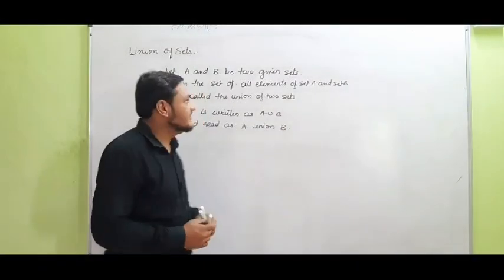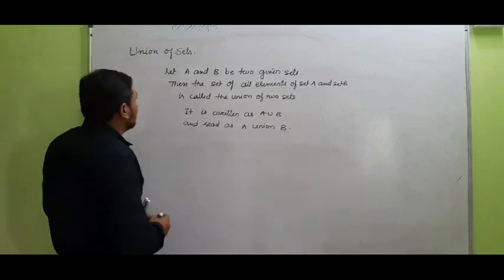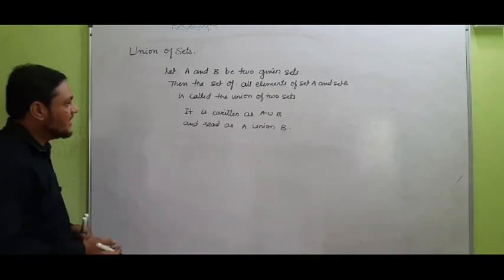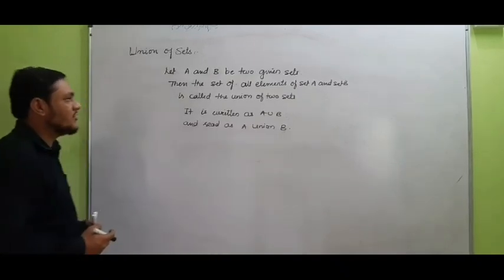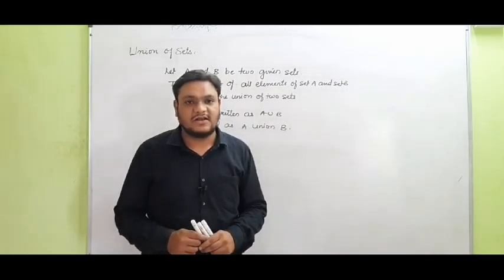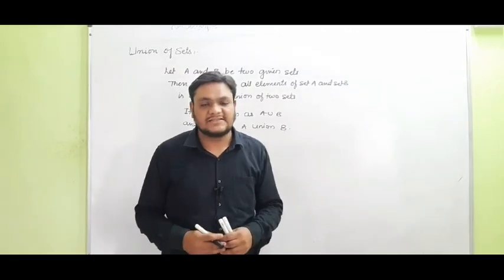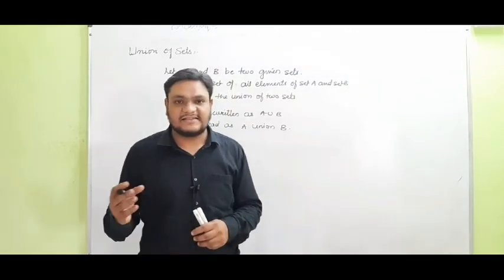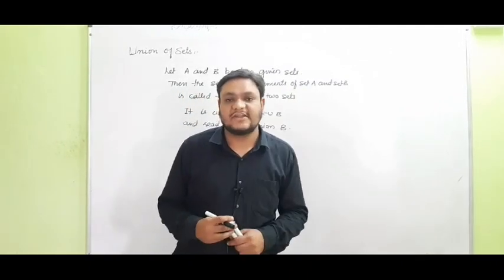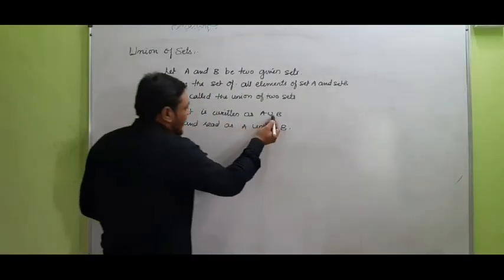So our next topic is union of sets. Students, we will study what is the union of two sets. Let A and B be two given sets, then the set of all elements of set A and set B is called the union of two sets. If set A contains some elements and set B contains some elements, and we take all the elements of A and B together and make one set, that set is called the union of the two sets. It is written as A union B.